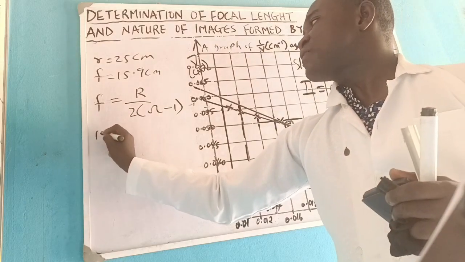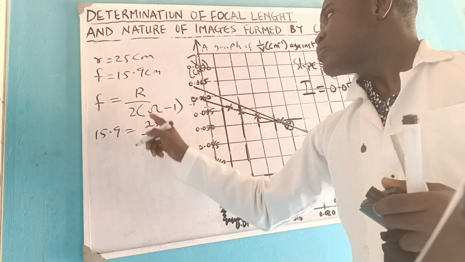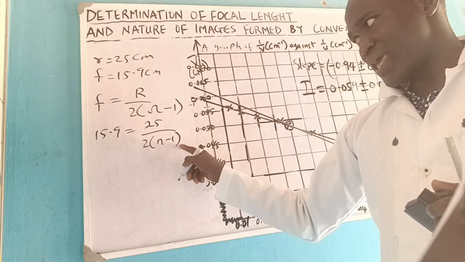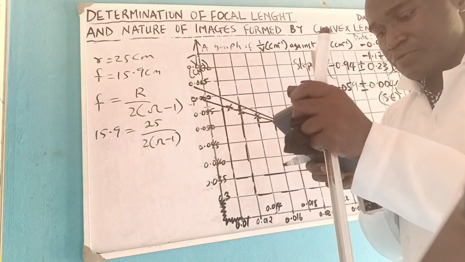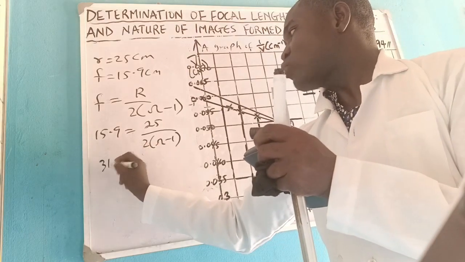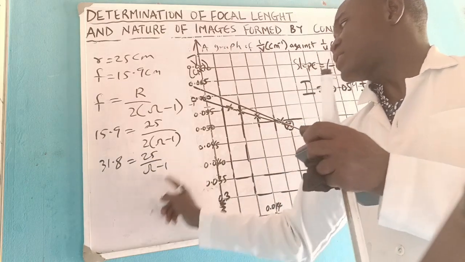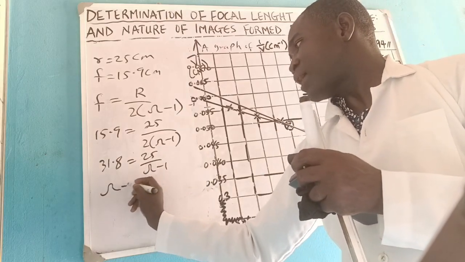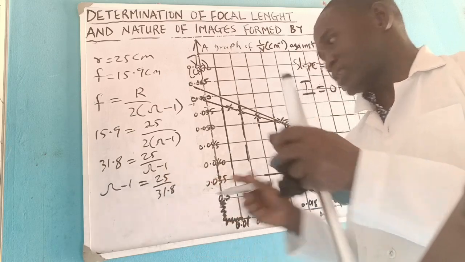Our F is 15.9 equals 25 all over 2 bracket n minus 1. Keep n minus 1 here, keep this refractive index here. 2 times 15.9 gives you 31.8. 31.8 equals 25 all over n minus 1. Take refractive index minus 1 up, take this down. You have n minus 1 equals 25 over 31.8.